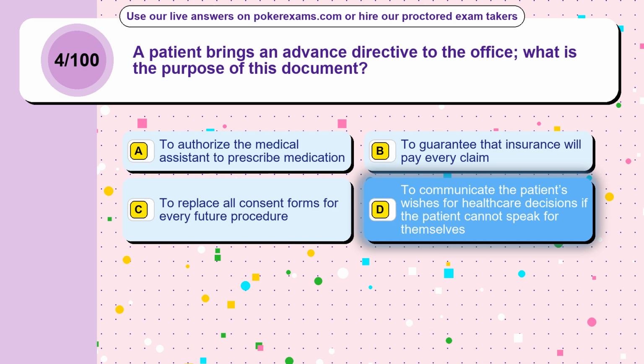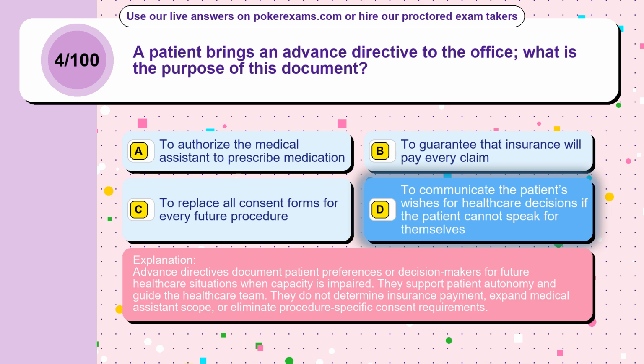The correct answer is option D. To communicate the patient's wishes for healthcare decisions if the patient cannot speak for themselves. Advance directives document patient preferences or decision-makers for future healthcare situations when capacity is impaired. They support patient autonomy and guide the healthcare team. They do not determine insurance payment, expand medical assistant scope, or eliminate procedure-specific consent requirements.